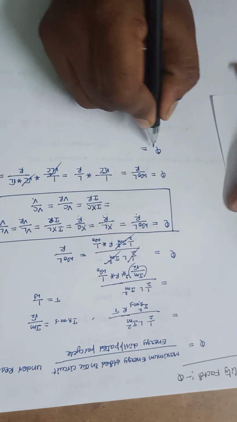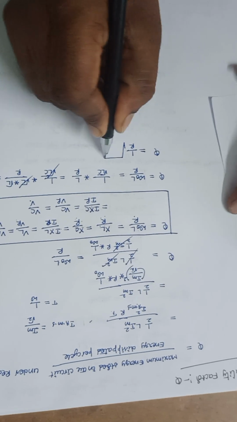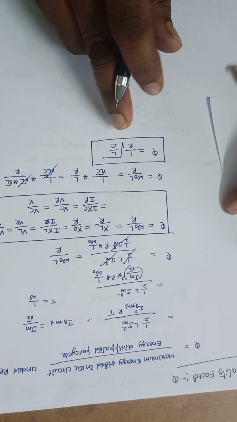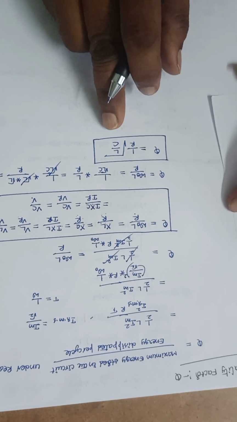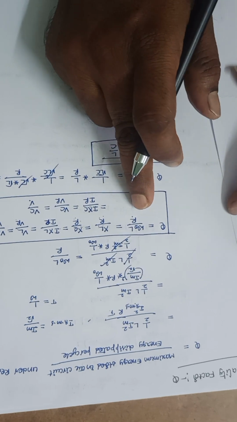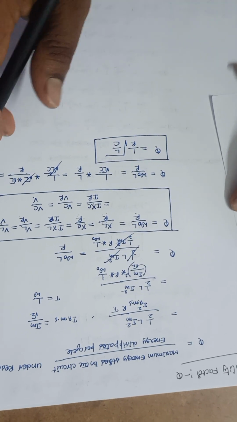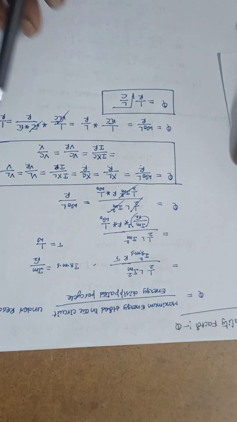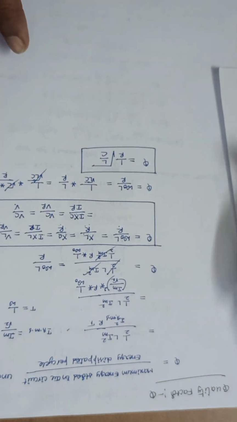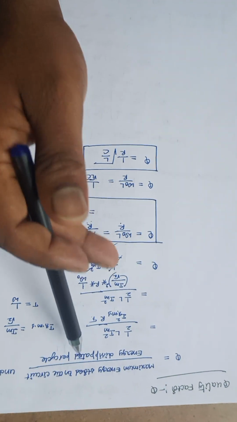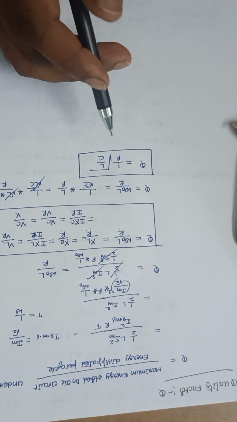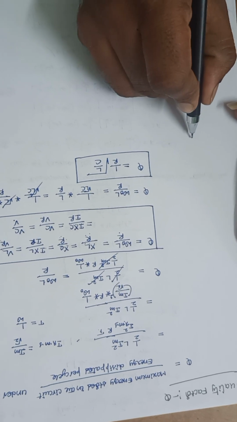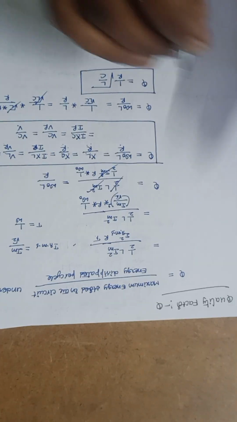So this quality factor Q is equal to 1 by R into square root of L by C. This is the quality factor for a series RLC circuit in terms of the elements resistance, inductance and capacitance. There are no units for this quality factor because it is a ratio, and the energy will get cancelled. And this quality factor can also be named as selectivity.